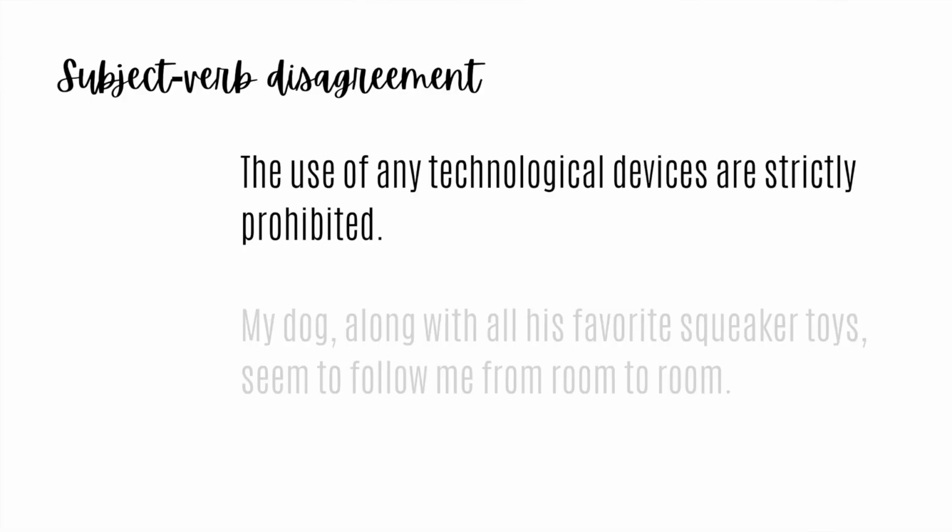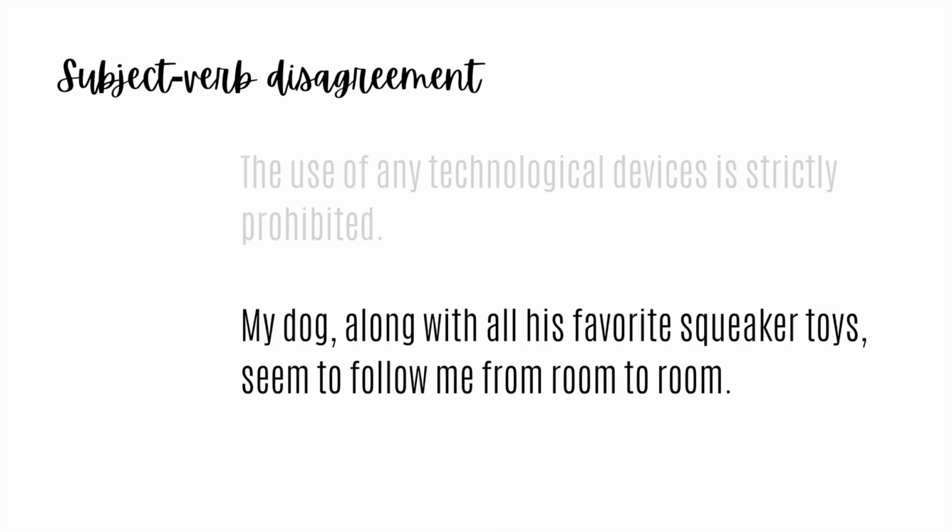First example: the use of any technological devices are strictly prohibited. The thing this one does wrong is it connects the verb to devices instead of to use. One easy way to check for subject-verb agreement is to take out the middle pieces and connect the subject to the verb more directly. So in this case, the subject is the use, the verb is: is, are, to be, basically. If we cut out the middle, that would make it the use are strictly prohibited. See how that clearly sounds wrong? So it should be the use is strictly prohibited. The use of what? The use of any technological devices is strictly prohibited.